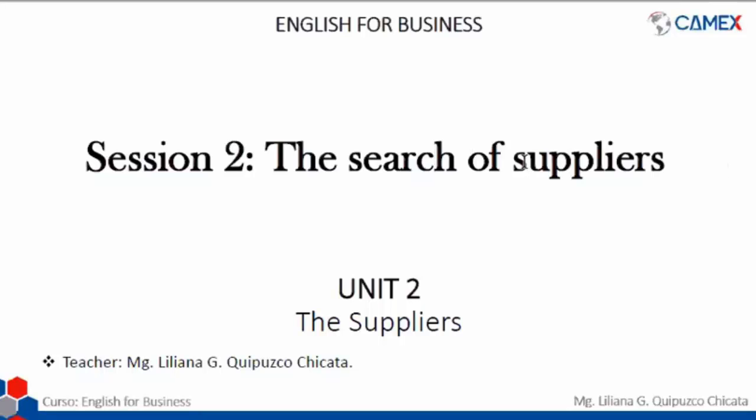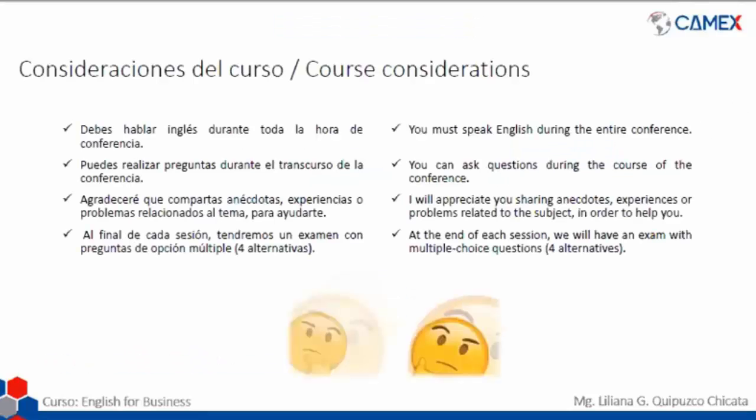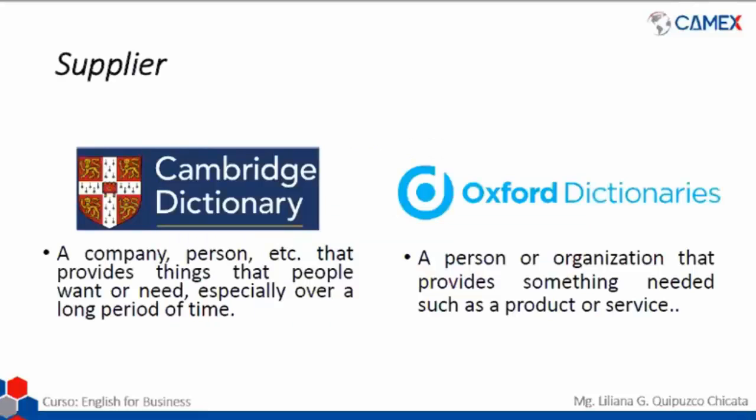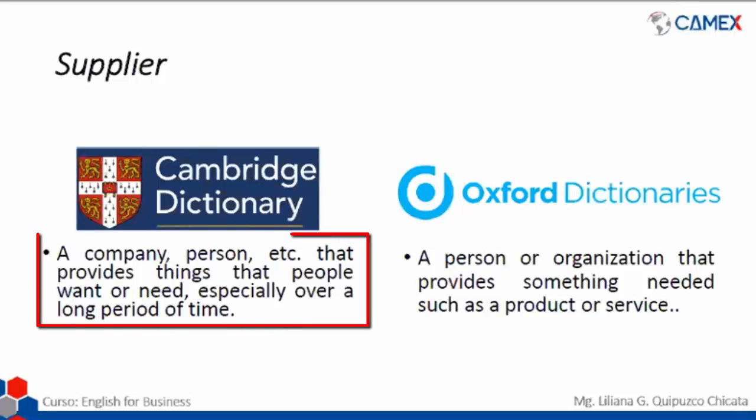So we can see here that there's a word that maybe not everybody knows. So what is a supplier? When we don't know a word, we go to look it up in the dictionary. So what is a supplier? According to Cambridge Dictionary, a supplier is a company, a person, or maybe another kind that provides things that people want or need, especially over a long period of time.